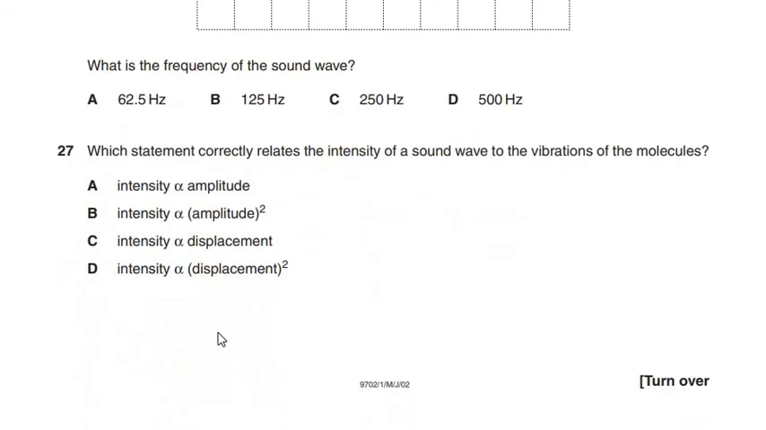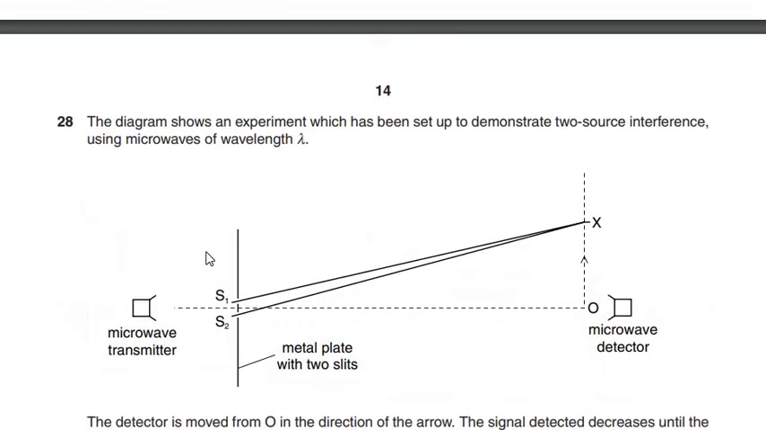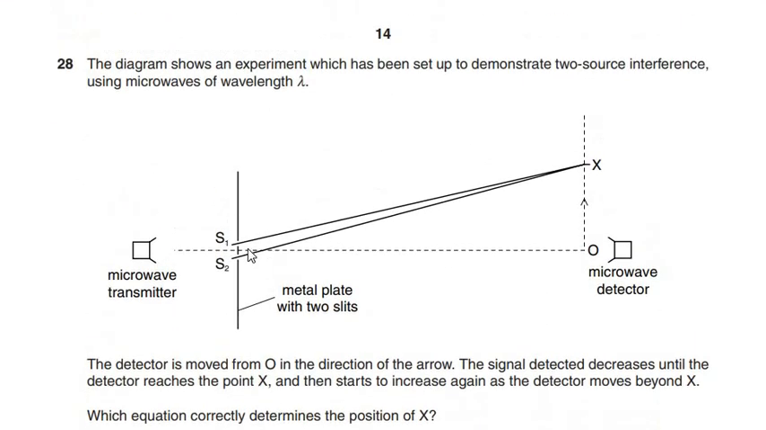Alright, 27. Again, this is a memorization of an equation. Intensity is proportional to amplitude squared. So your answer is going to be B. Done. Alright, 28. Yeah, this one a lot of people face problems with.